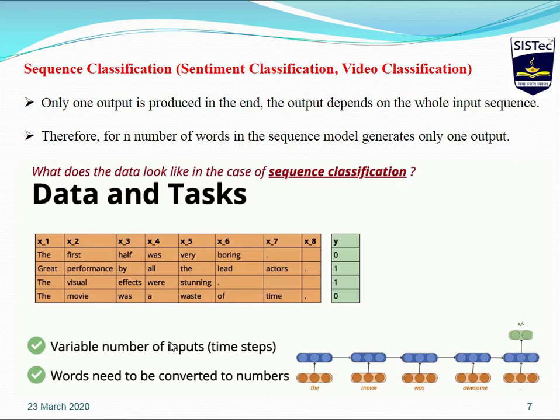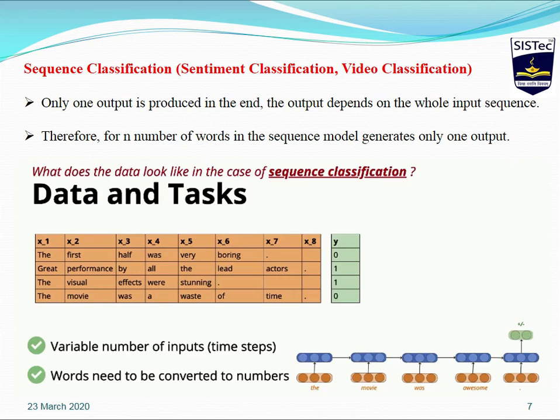So now we are going to discuss the 6 jars. These are data, task, model, learning algorithm, loss function, and evaluation. We are going to discuss these 6 jars for sequence classification, then we will discuss the same 6 jars for sequence labeling as well. As we discussed, in sequence classification we have only one output for the n number of inputs.